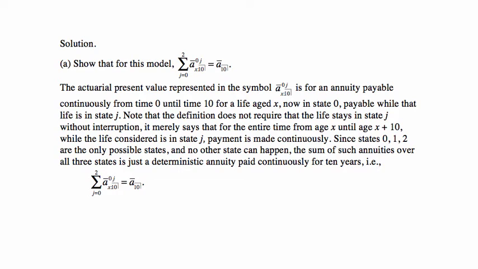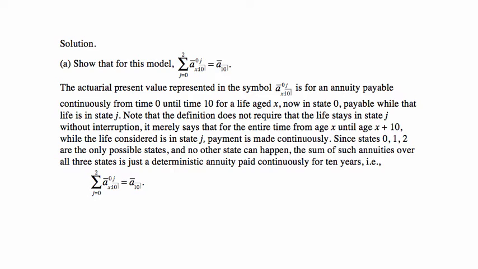Okay, so let's look at solving this problem. Part A says that we want to show that the sum of these annuities payable in various states ends up being this deterministic annuity. So you just need to remember what this symbol means. This is an annuity payable continuously from time 0 until time 10 for life age x, now in state 0, that's what this superscript of 0 is for, but it's payable while that life is in state j, that's the second superscript. The definition does not require that the life stays in state j without interruption.